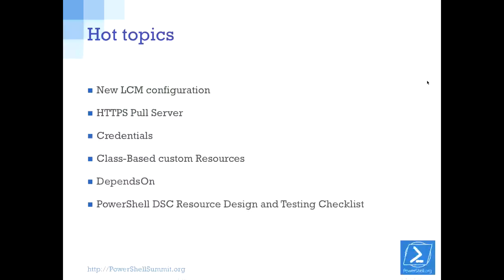However, you're eventually going to want to go to a pull server. And you've got two options. SMB, right? Connect to a share. Super easy to set up. But then you've got HTTP, a much more professional way to do it. And here's, in my opinion, why.